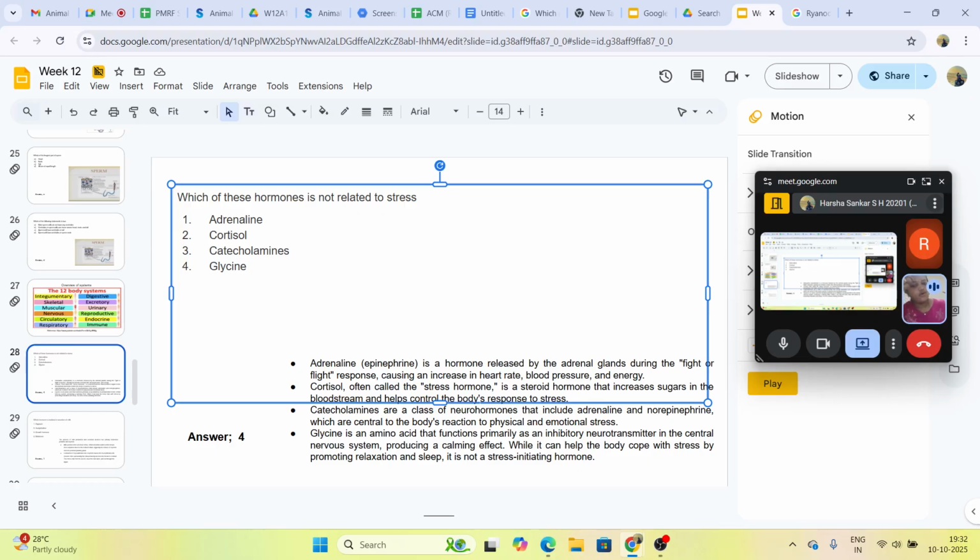Catecholamines are neurohormones that include adrenaline and norepinephrine, which are central to the body's reaction to physical and emotional stress. Glycine is an amino acid that functions primarily as an inhibitory neurotransmitter in the central nervous system, producing a calming effect. While it can help the body cope with stress by promoting relaxation and sleep, it is not a stress-initiating hormone.